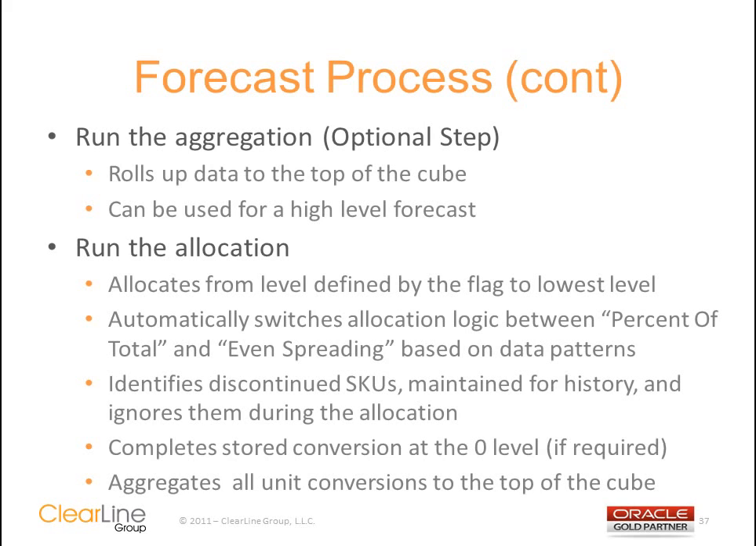It's going to do a waterfall allocation from the level that the user requested down to the lowest level of the product dimension. We were able to build in some additional intelligence into our allocation script. It's able to automatically switch between percent of total and even spreading based on the data patterns in the source for individual members. It's also able to identify discontinued products that are being maintained for history. It ignores them during the allocation process. After the allocation, the rule calculates some stored zero-level conversions. Then it's going to aggregate all the measures back up to the top of the product dimension.